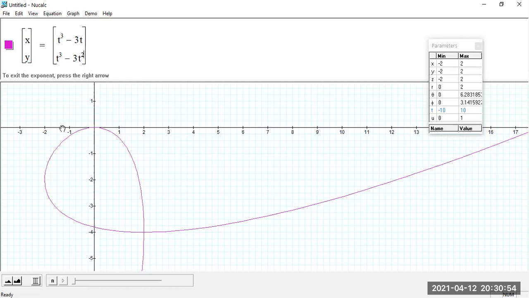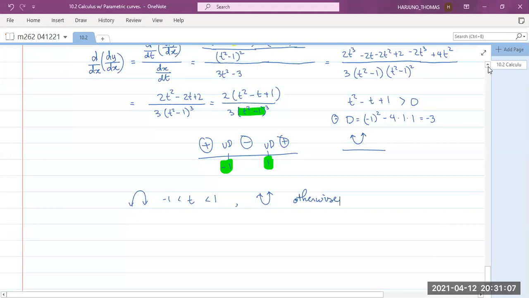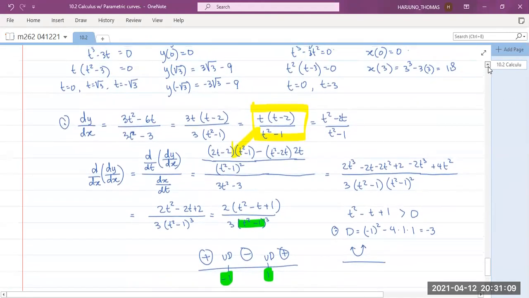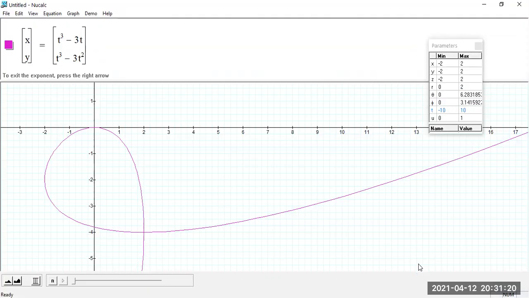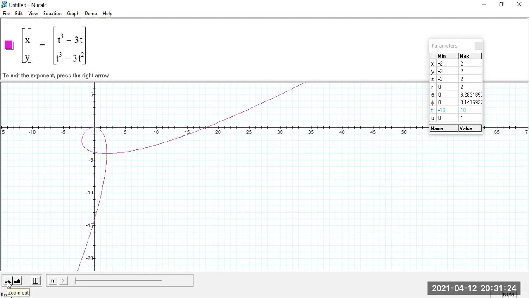We have two y-intercepts. Oh, hold on. Only two? According to our computation, there should be 3, right? There should be 3 y-intercepts. Let me check again. Oh, why do we see only 2? Anybody can tell me why? Because the graph is not big enough. Now you see 3.